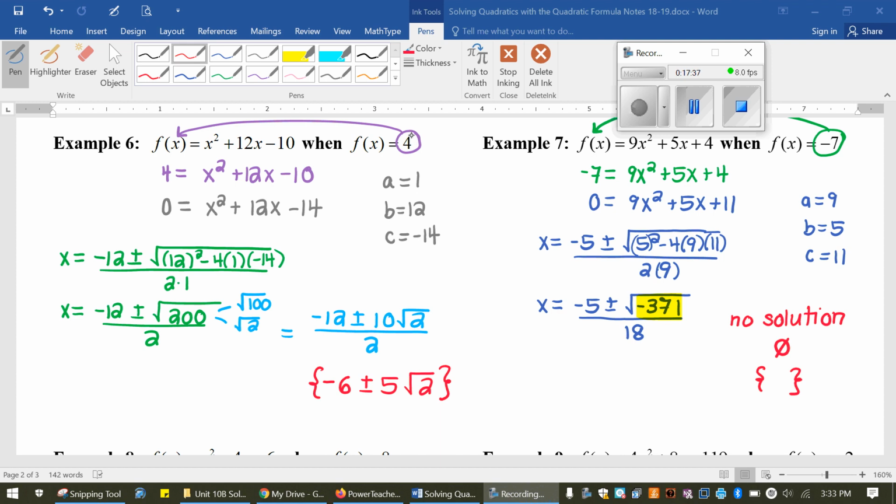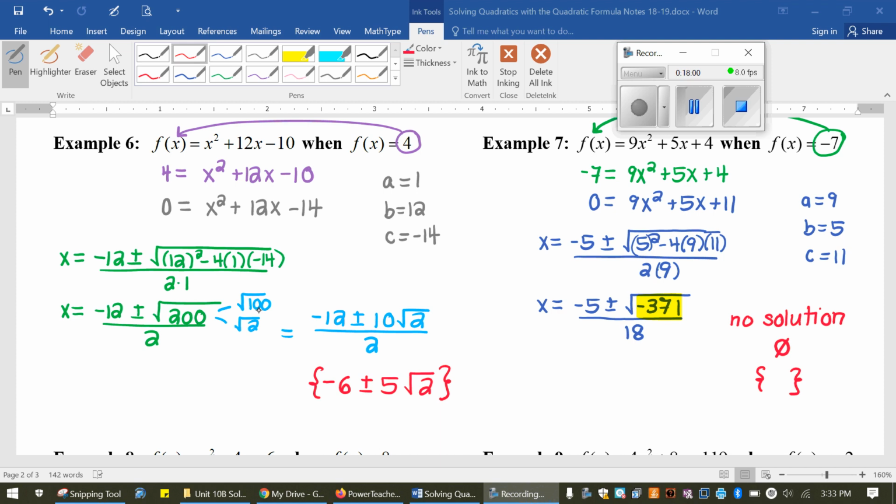You're substituting in 4 into f of x, and then you're subtracting 4 from -10, which gives you a value of c of -14. When you substitute in your a, b, and c into your quad formula, here's what it looks like. Your 12 squared minus your 4 and your 1 times your -14 is going to give you a 200 underneath the square root.